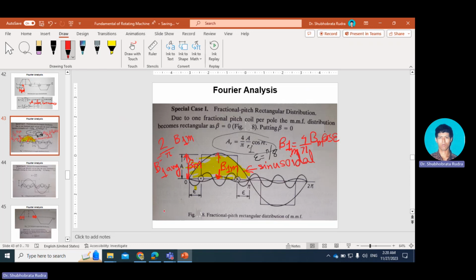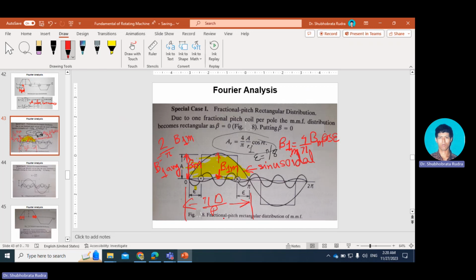Once we find out the average value, then what does that mean? That means this average value of flux is available for the total loop. Now, what is the amount of traversal you are traveling here in this way? This amount is pi D by P, your one pole pitch precisely.